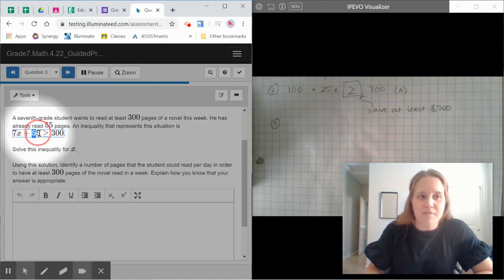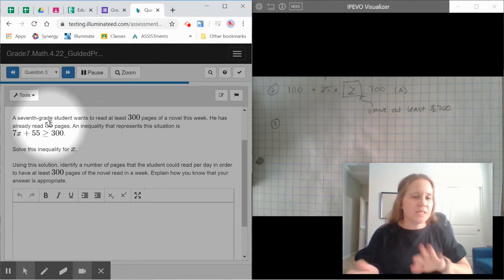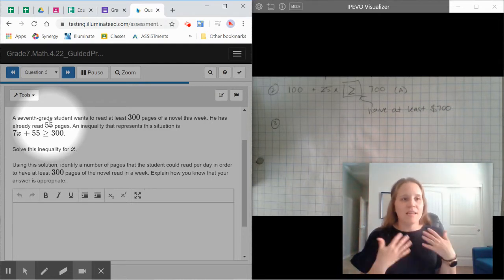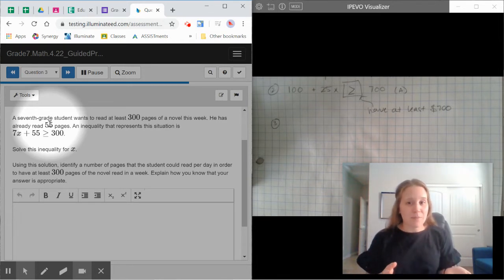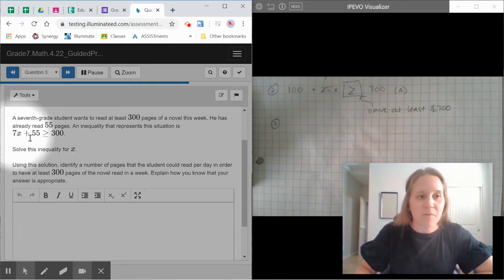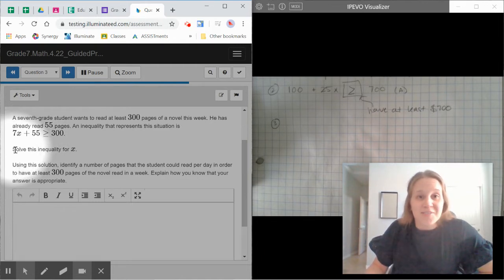What does the 55 represent in the story? The 55 represents the pages he's already read. So he's 55 pages into the novel. He has a goal of at least 300 pages, and he's going to read the same amount every day for 7 days. Okay? Thinking about what each part represents is a really good way to make sure we're understanding the story as we're going. First direction, solve this inequality for x.